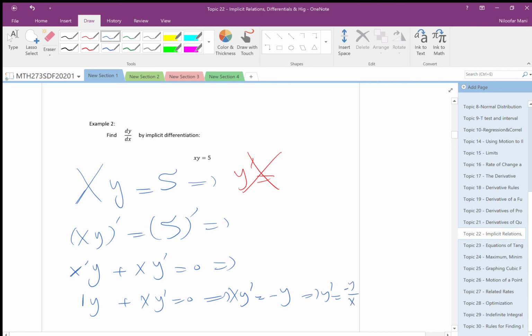See, y prime, not like before, y prime is based on x and y. When you have an implicit function, when you have x and y in a relationship, maybe y prime is based on x, maybe it's based on y, maybe it's based on x and y. It's okay, can be. Okay? So it's minus y over x here.